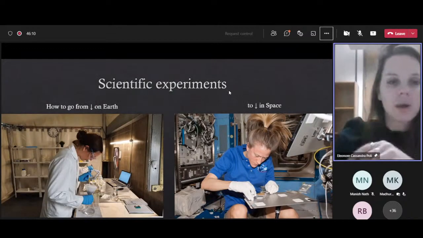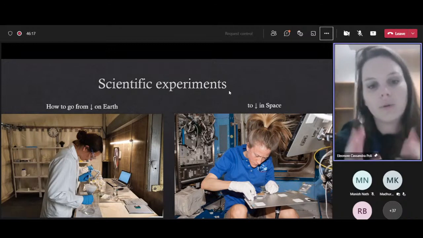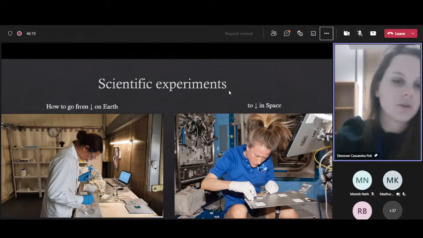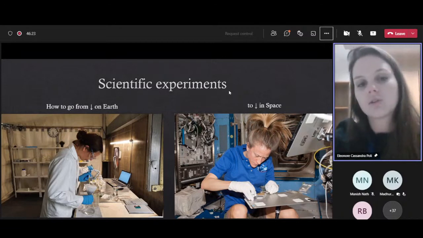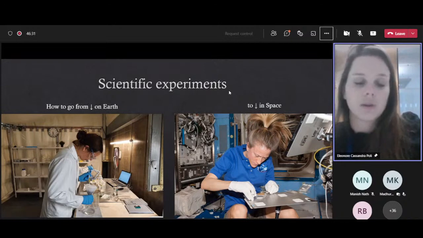Now, scientific experiments. So here you see me on the left. I was with astronaut Sophie Lismore. We were doing filtration of Martian soil. We were trying to remove what we call perchlorate from the soil, and we were measuring the pH and just making sure that it was fit for agriculture. And on the right-hand side, you see Karen Nyberg from NASA. She was doing experiments on the International Space Station.